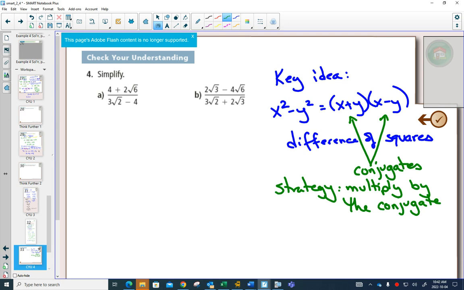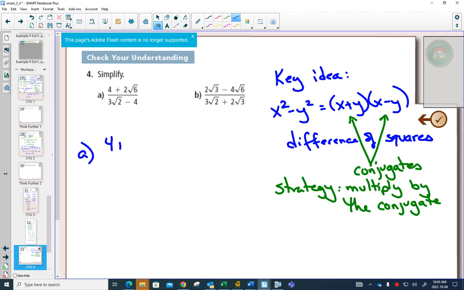So here's language here. This is a difference of squares. We call the factors of a difference of squares conjugates because one has a plus and one has a minus. And whenever you multiply two conjugates together, you always get a difference of squares. So the strategy when you want to get rid of a square root is you need to multiply by the conjugate.